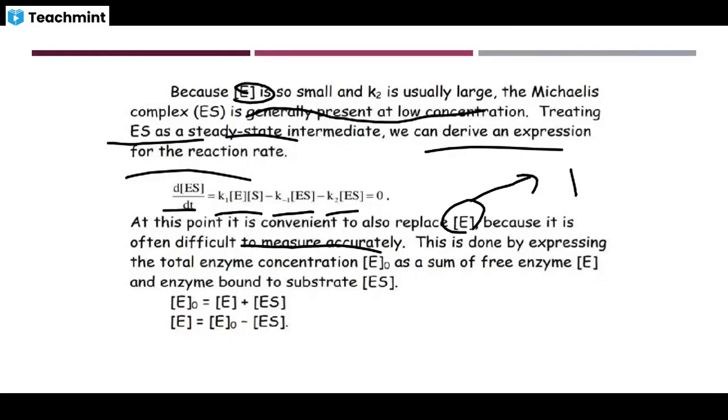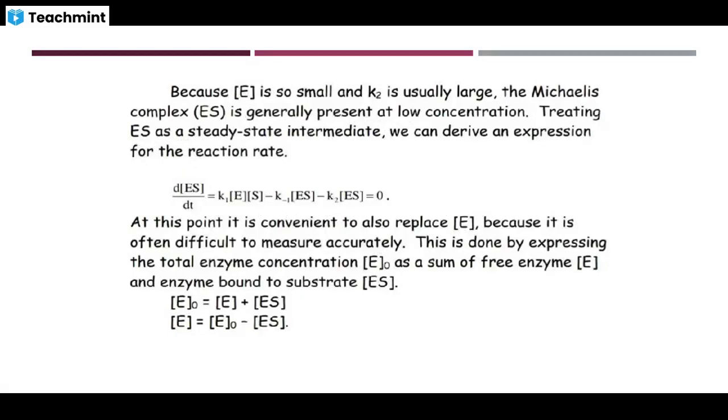So this is done by expressing the total enzyme concentration E0, that is the initial enzyme concentration, as a sum of free enzyme E and enzyme with bound substrate ES. So total enzyme E0 equals E plus ES. So if we want E, it means E0 minus ES.